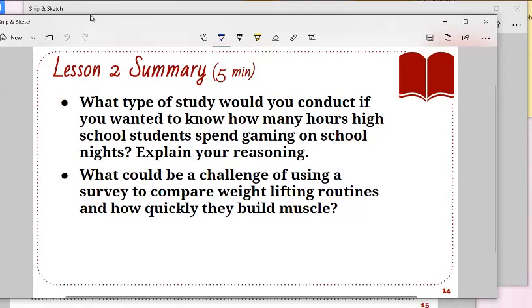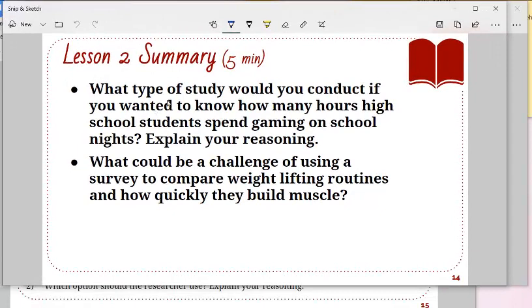All right. And our lesson 2 summary. We always have to think about what makes the most sense and what is the most effective way to do a study. All right, that's really what lesson 2 is all about.